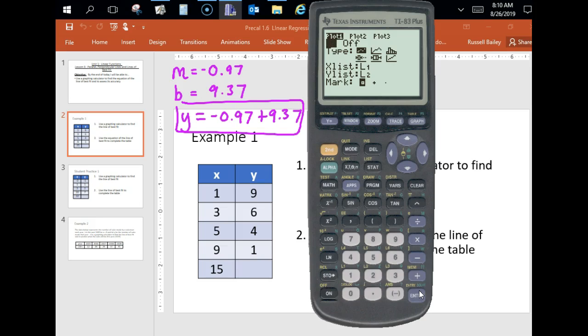So go ahead and push this time just Y equals. Just Y equals, so you should be on this screen. Then we're going to type in our equation. I forgot my X. So negative 0.97x. Don't forget, there's a difference between the negative button and the minus button. We want negative 0.97x plus 9.37. After that, we should be good to press graph, and we should be able to see everything.